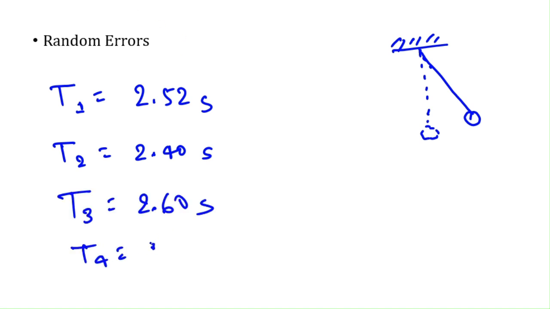So this is 2.58 seconds, and one more reading, let's take 2.50 seconds. So you have measured the time period of this simple pendulum at 5 different instances, and you are getting these values. So of course there are uncertainties, and these uncertainties are very random. These uncertainties are not coming from any kind of instrumental error or imperfection in experimental techniques or personal error. These are just coming randomly.